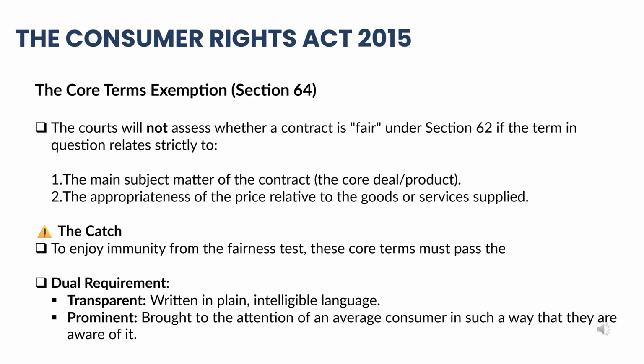They must be transparent, meaning they are written in plain, intelligible language that an ordinary person can grasp. And they must be prominent, meaning the term was brought to the attention of an average consumer in such an explicit way that they were clearly aware of it before entering the contract. If a pricing term is buried deep inside a lengthy document, it loses its Section 64 immunity, allowing judges to tear it apart using the fairness test.